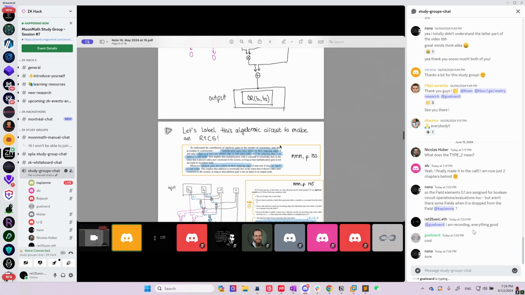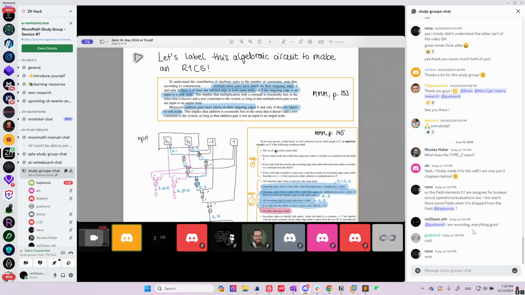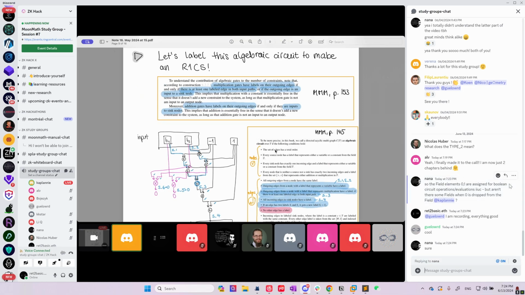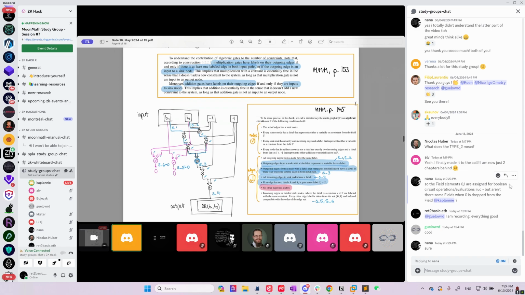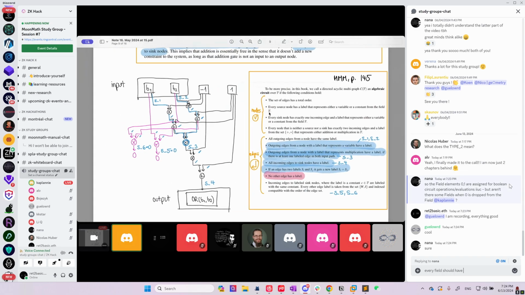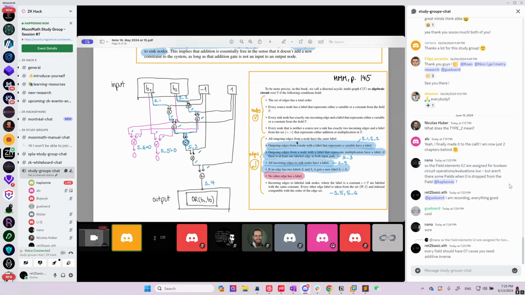Okay, cool. So let's label the algebraic circuit. I screenshotted the parts of the MoonMath Manual which are important for this question. So maybe first, this screenshot on the right. That's just how to label. The first 4 bullet points are about nodes. We don't really have to think about nodes in this case. Here, this is about the edges, which we're going to label. So let's concentrate on these 4 parts.